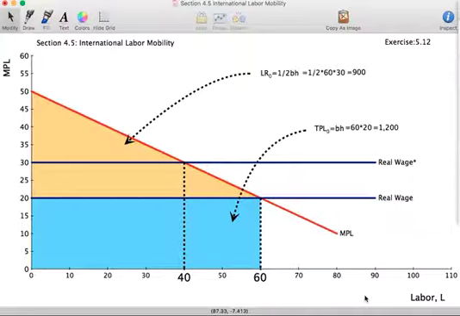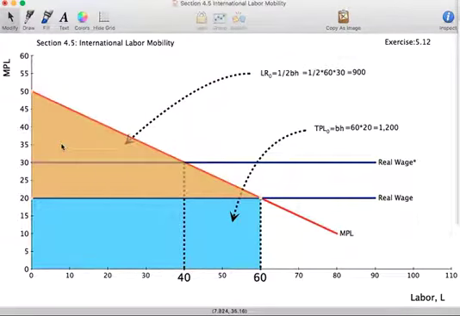So when the real wage rate increases, that's represented by the vertical distance here. So we talked about a $10 increase in the real wage rate. So this is the new real wage rate. Where that intersects the original marginal product of labor curve gives us the new equilibrium amount of labor, which is equal to 40.